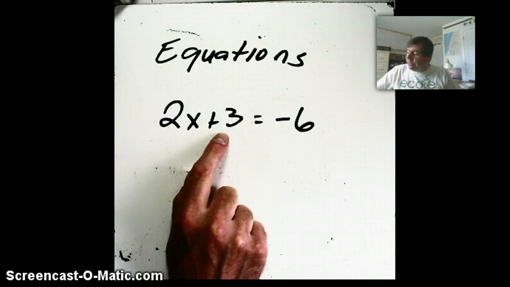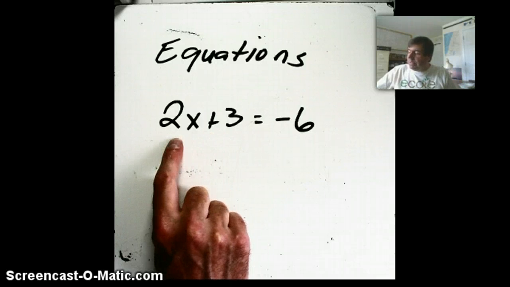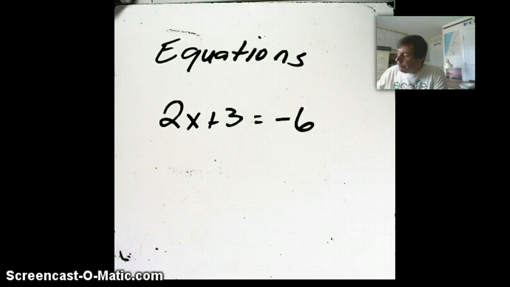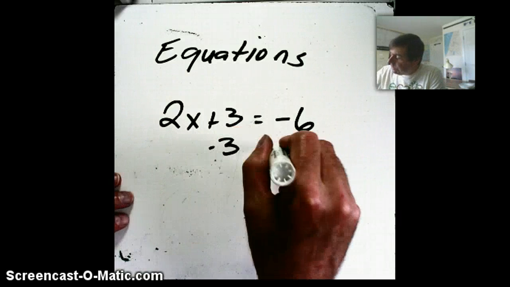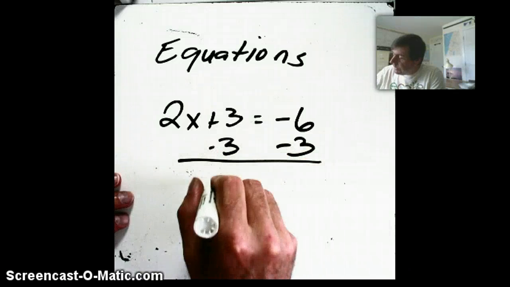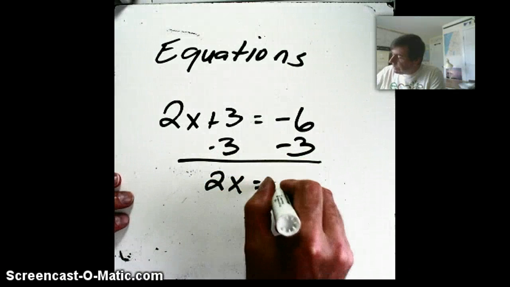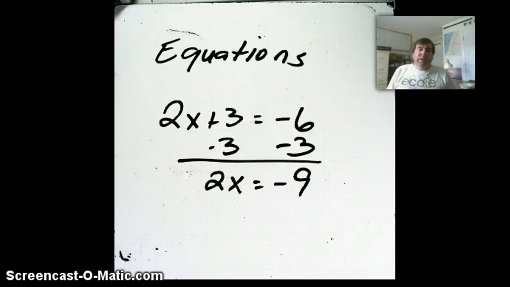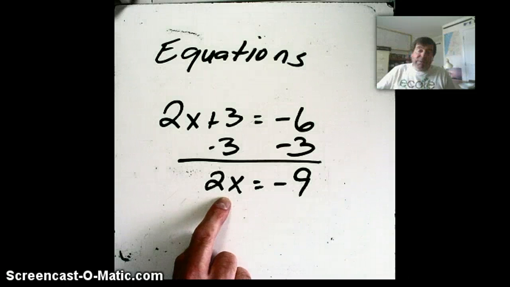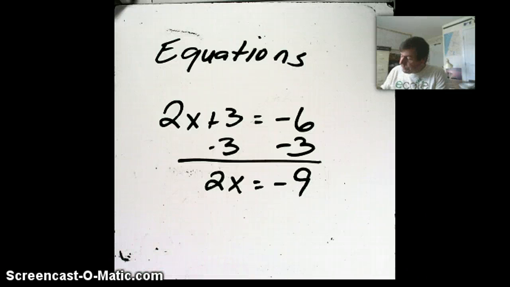We need to get rid of the 3 first, and then take care of the multiplication and division. We're just going to subtract 3 from both sides. And that's 2x is equal to -9. Okay, remember, negative numbers, computation skills, we talked about that. Now, it's like the game of opposites. Whatever you do to one side, you can do to the other side of an equation.